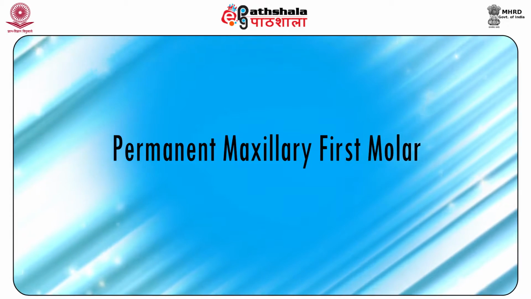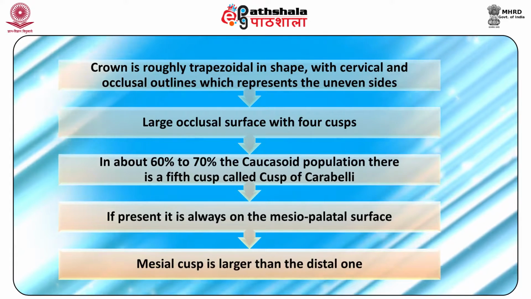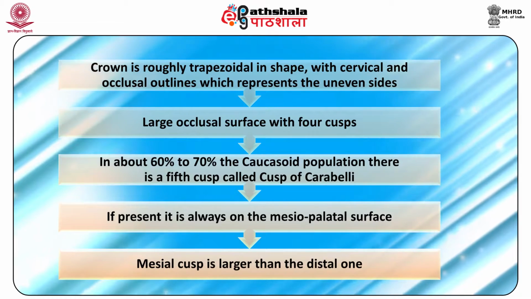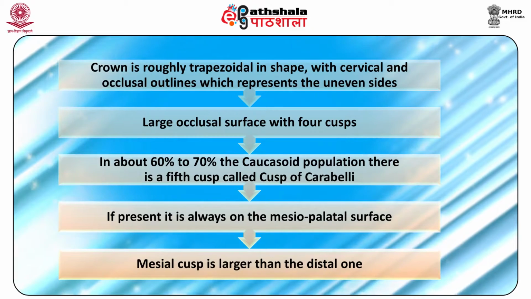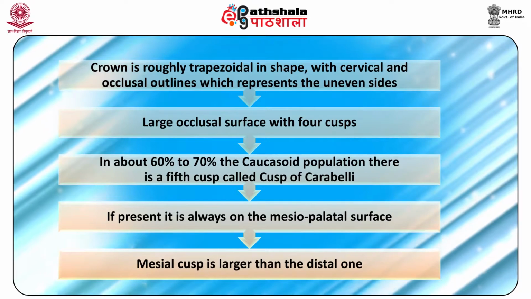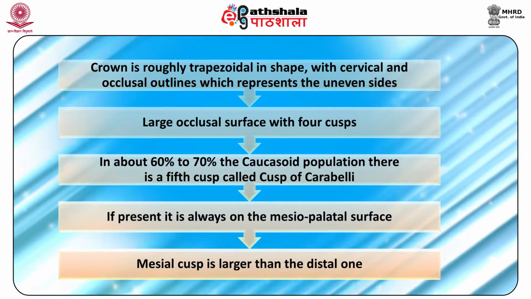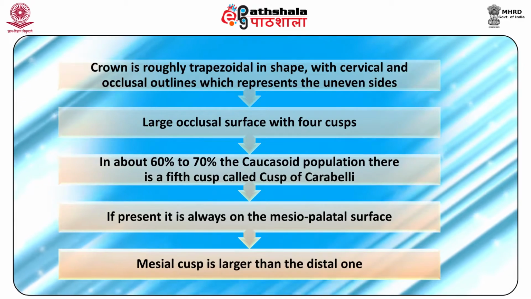Coming on to the permanent maxillary first molar. The crown is roughly trapezoidal in shape with cervical and occlusal outlines which represent the uneven sides. It has a large occlusal surface with four cusps. In about 60 to 70% of the Caucasoid population, there is a fifth cusp called the cusp of Carabelli, and if present, it is always on the mesiopalatal surface. The mesial cusp is larger than the distal one. The four cusps are separated by H-shaped occlusal fissures.